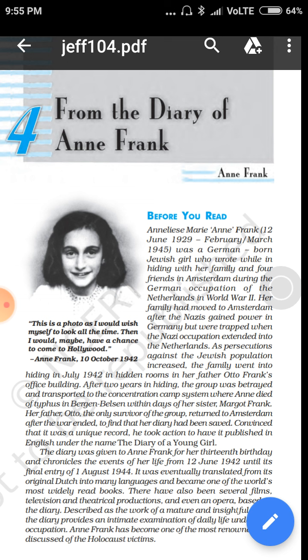Mark the lifespan of Anne Frank, born in 1929 and died in 1945. Only 16 years. At the age of 16 years, she died. Remember, she was a German born Jewish girl who wrote while in hiding.